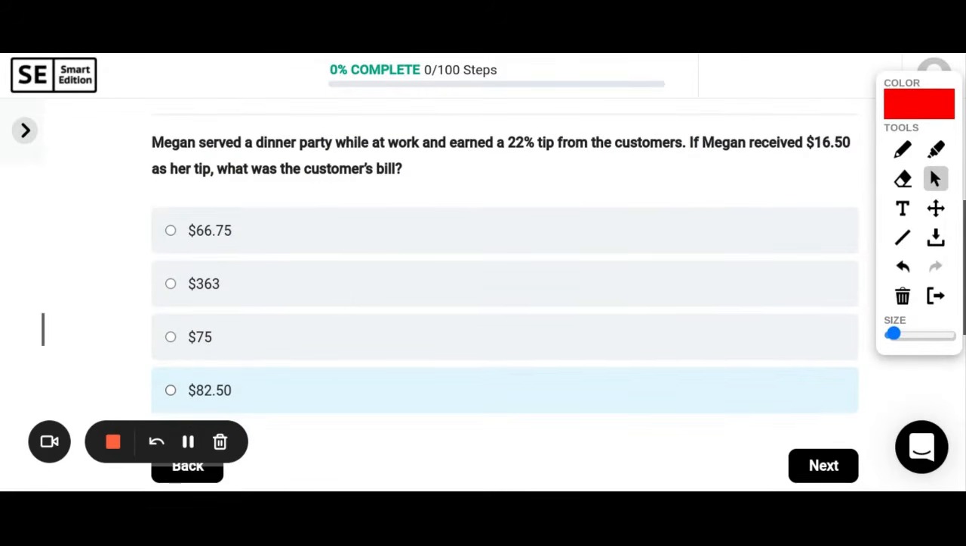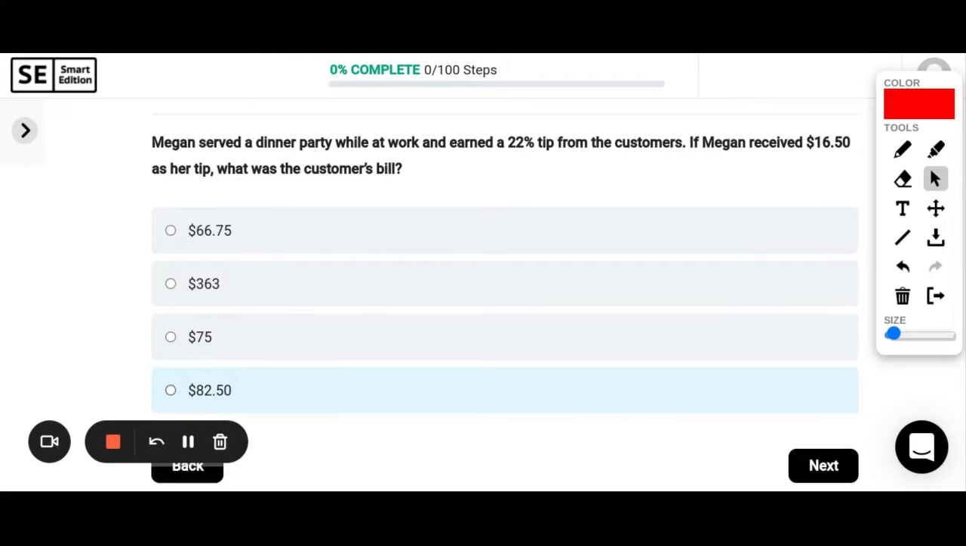Okay, question 3. Megan served a dinner party while at work and earned 22% tip from the customers. If Megan received $16.50 as her tip, what was the customer's bill? So there's 2 ways that we could go about this.